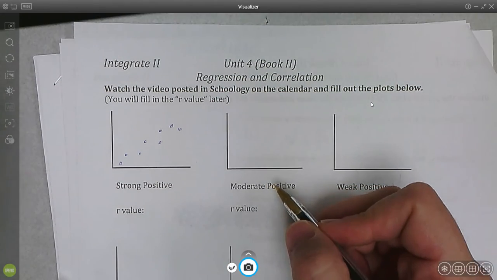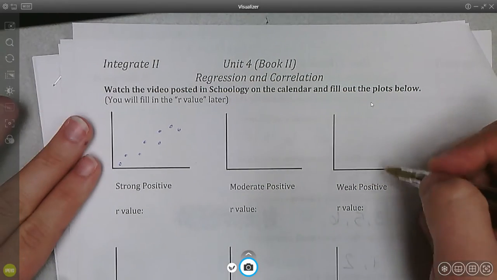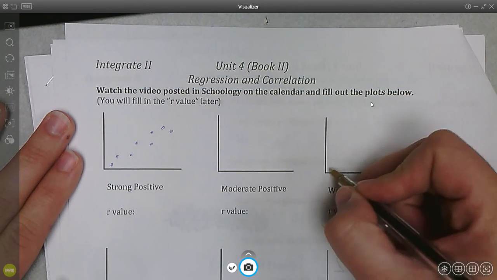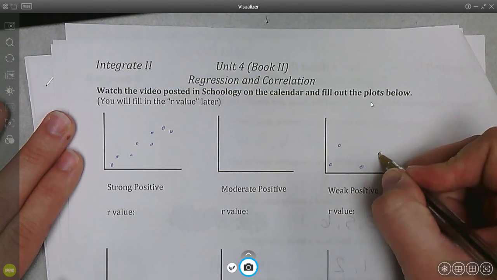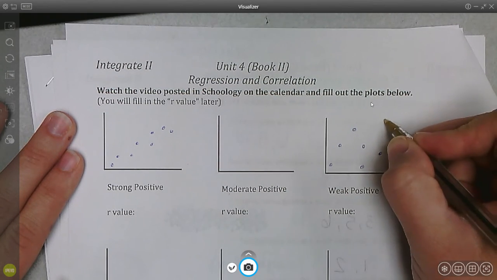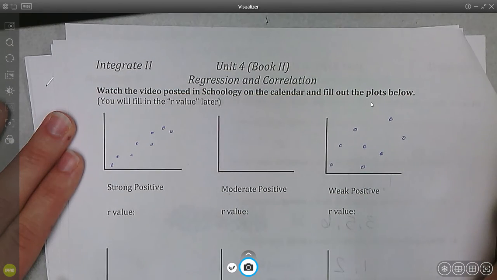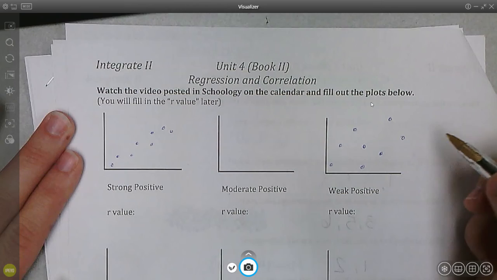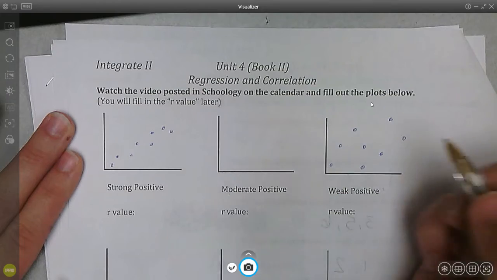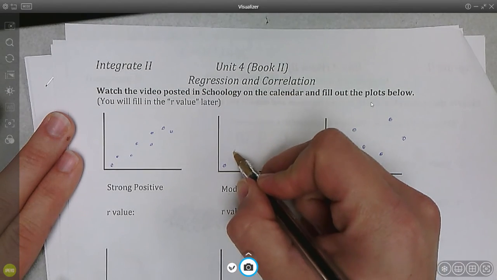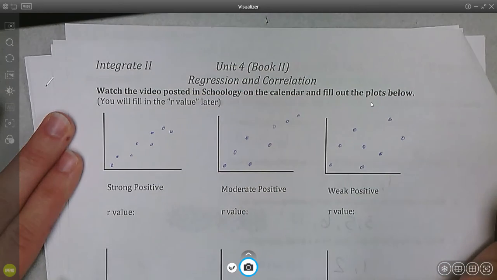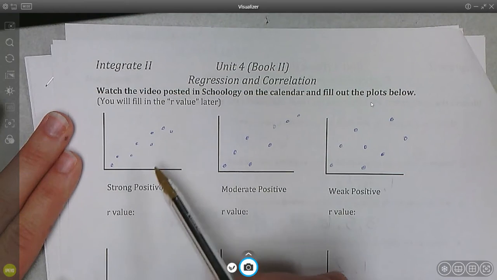Moderate means exactly what it sounds like. Actually, let's do weak first. Weak positive means they're also going in a positive way, but now they're much more spaced out, and you might get some weird looking ones. So maybe like that. It's going up, but they're not very close together or not in a straight line. And then moderate would be somewhere in between. So maybe like that.